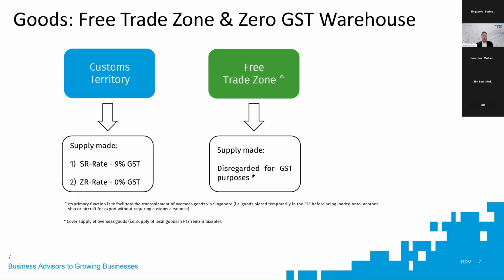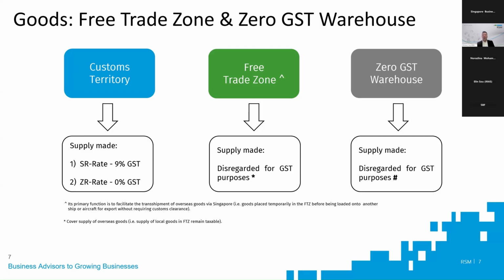Okay, so this is something which I believe most of us might not be very clear. Obviously, if we bring local goods and supply within the free trade zone itself, you will remain taxable. Okay. Next, the zero GST warehouse, what we commonly known as bonded warehouse in the past. Similarly, these are areas where if your goods are being supplied within the zero GST warehouse or from one zero GST warehouse to another zero GST warehouse, that's disregarded for GST purposes.